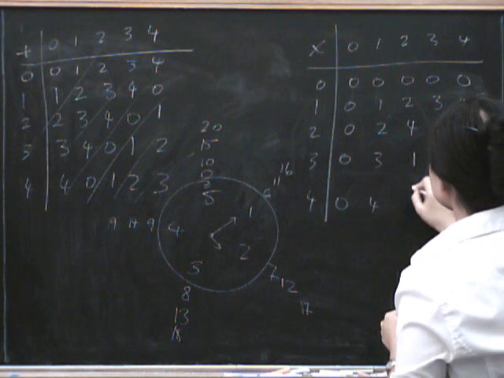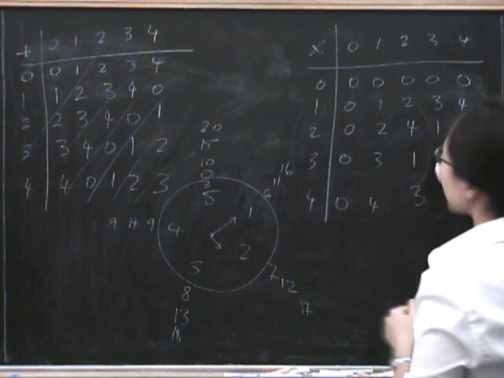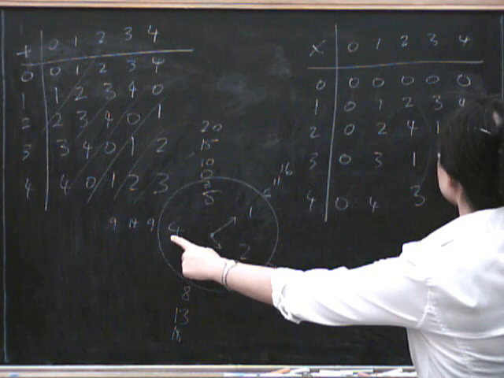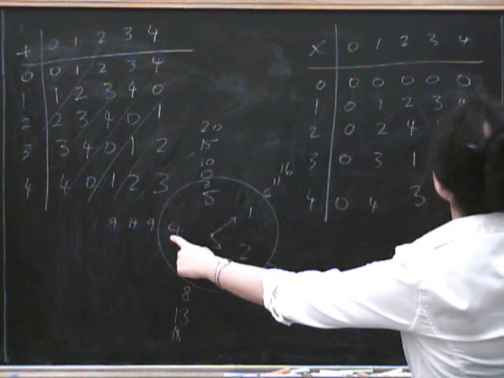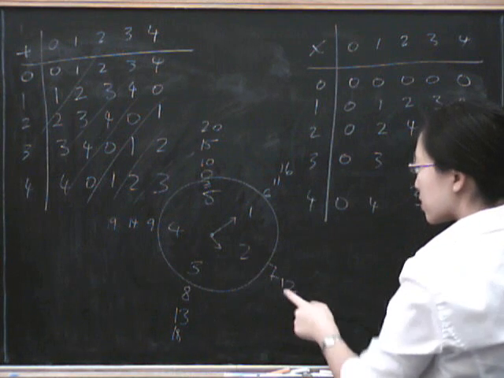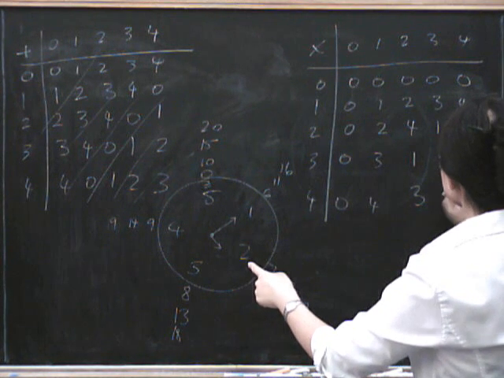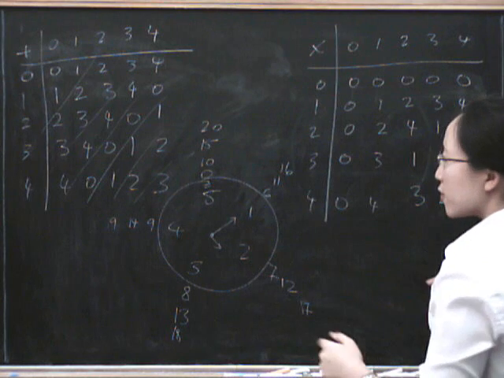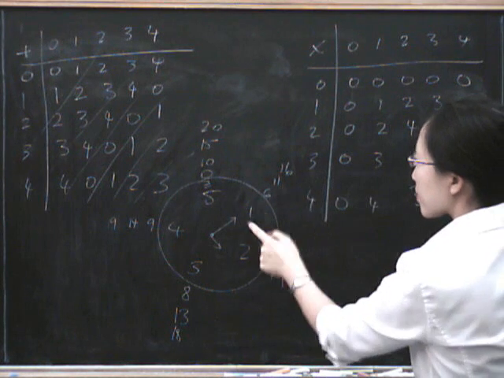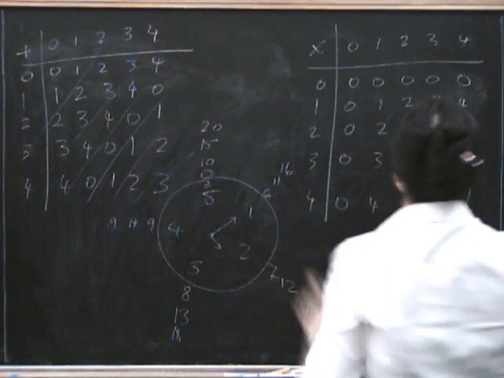2 4s are 8, that's the same as 3. So now, 3 3s are 9, that's the same as 4. 3 4s are 12, that's the same as 2. So we get a 2 here as well. And 4 4s are 16, that's the same as 1.